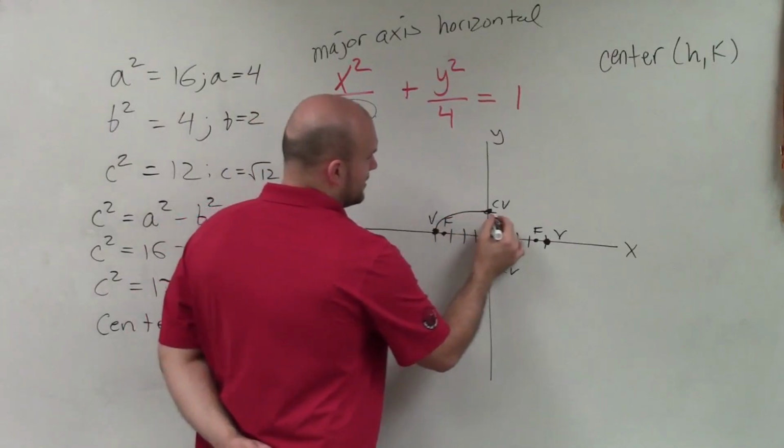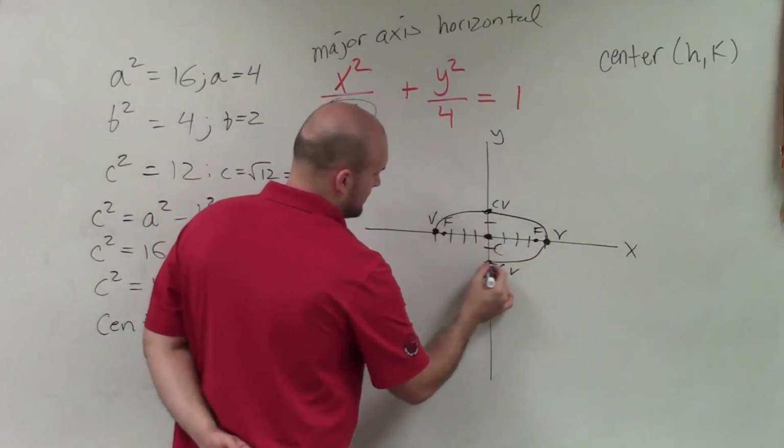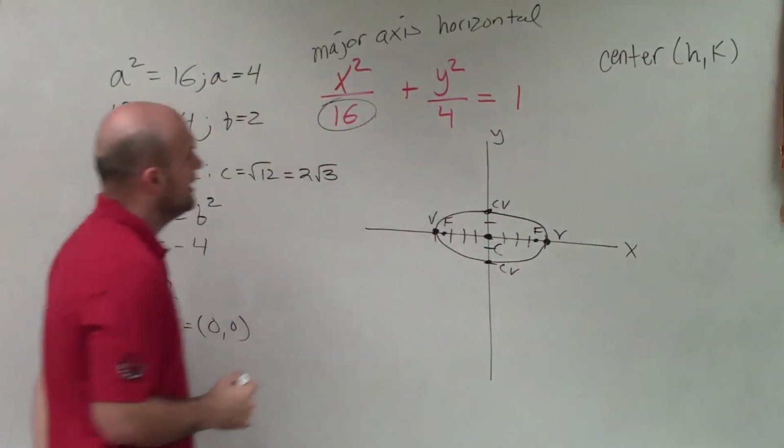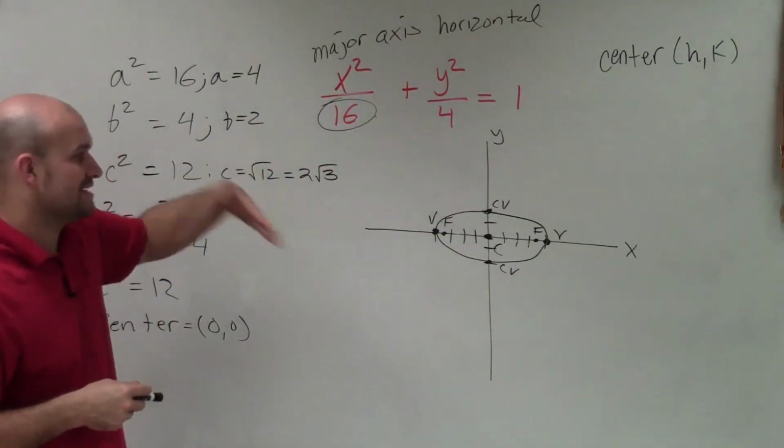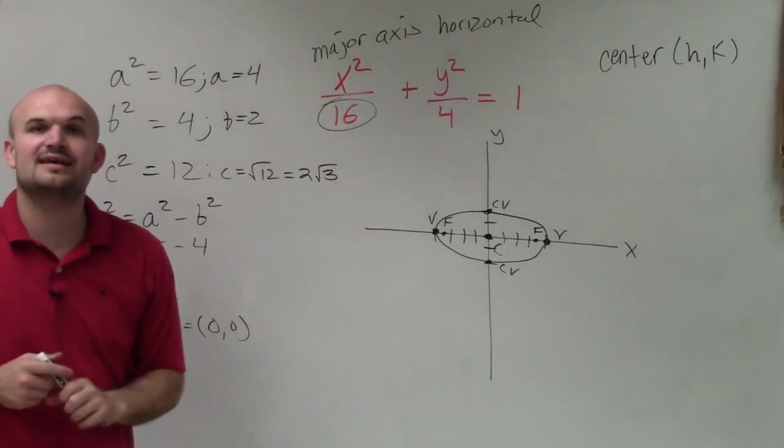Now I can go ahead and graph this. OK. And there you go, ladies and gentlemen. That is how you graph your ellipse, as well as label the center, your vertices, co-vertices, and foci.